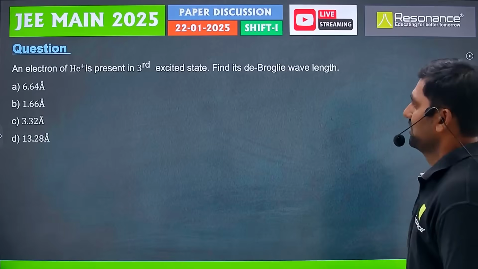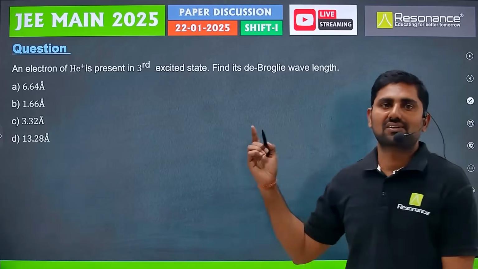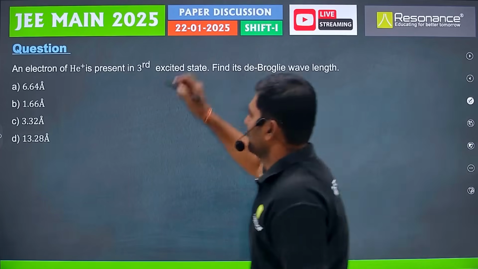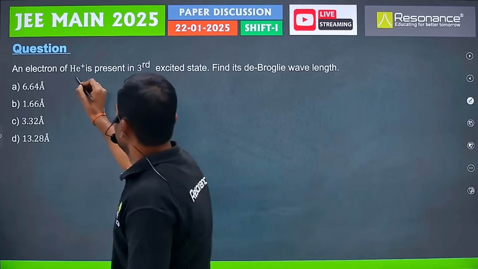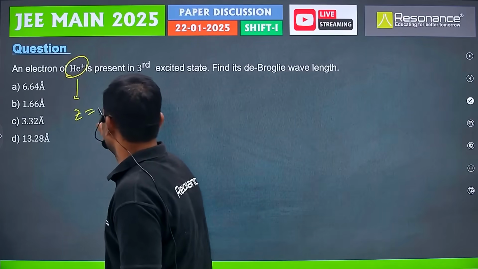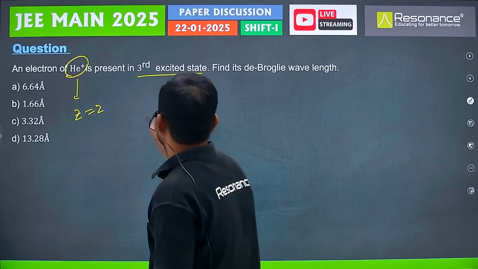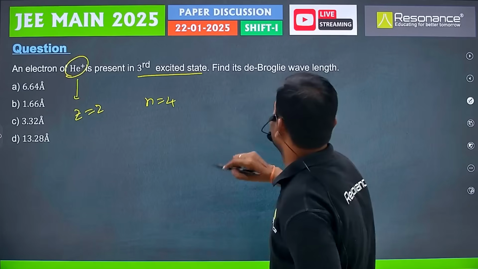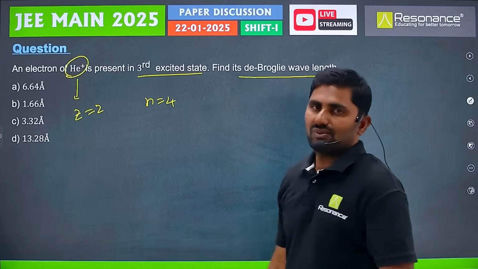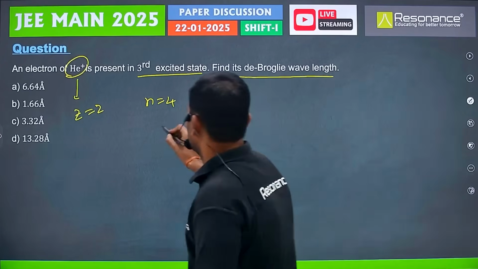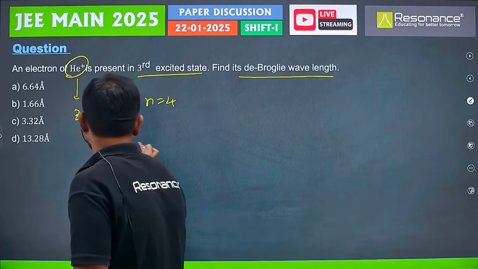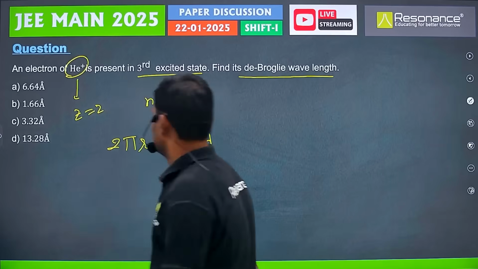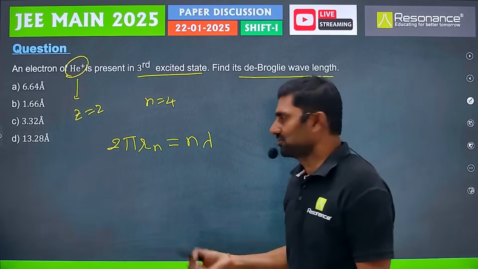An electron of helium plus is present in the third excited state. Find its de Broglie wavelength. How to do this question? What is the clue point they mention? We can see helium plus, Z equal to how much? Third excited state means n equal to 4. We have to take one extra. Find the de Broglie wavelength. What is the formula? We have a clear relation: 2 pi r of the nth orbit equal to n lambda. By using this relation, we can solve this question.